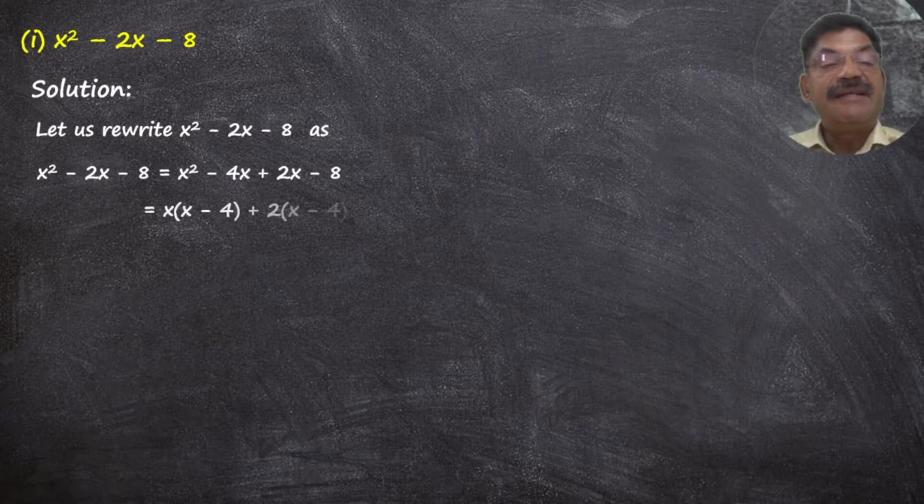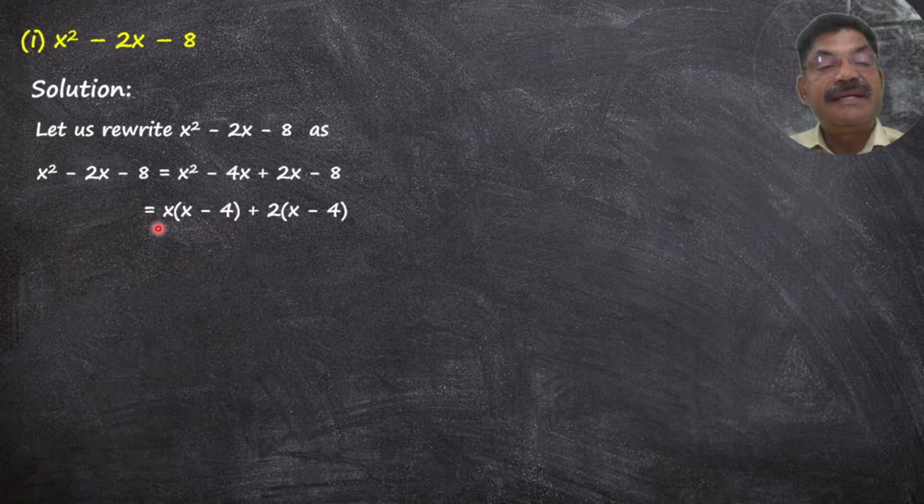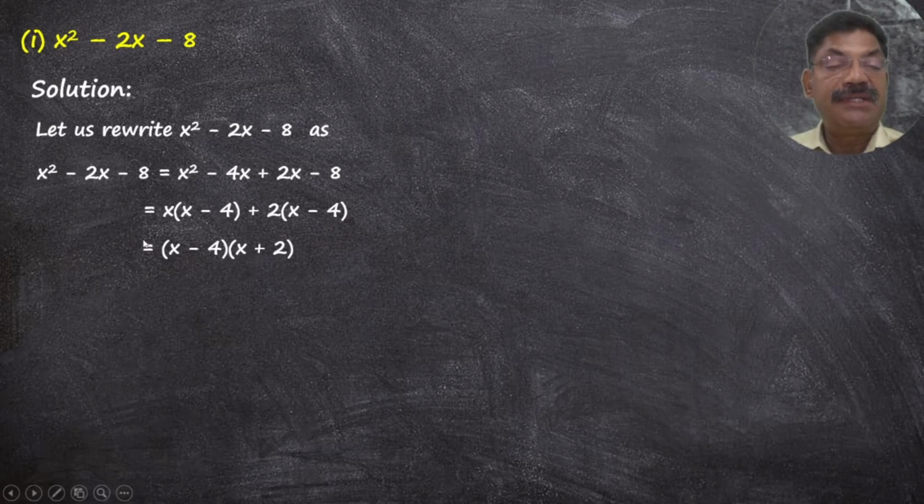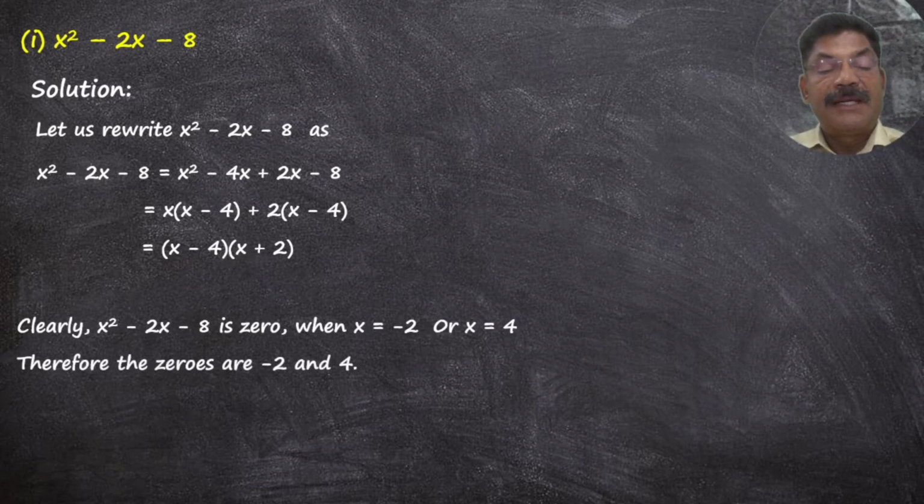Now you can easily find the zeros of the polynomial. In the first two terms, x is common, take it outside. So x into x minus 4. In the last two terms, 2 is common, take 2 outside, you get x minus 4 common. Now x minus 4 is present in both the terms, you take it outside, you get x minus 4 into x plus 2. Therefore, you can easily guess the zeros. Zeros are x equal to minus 2 and x equal to 4. These are the two zeros.